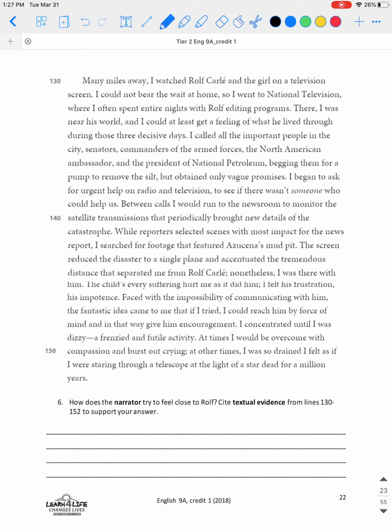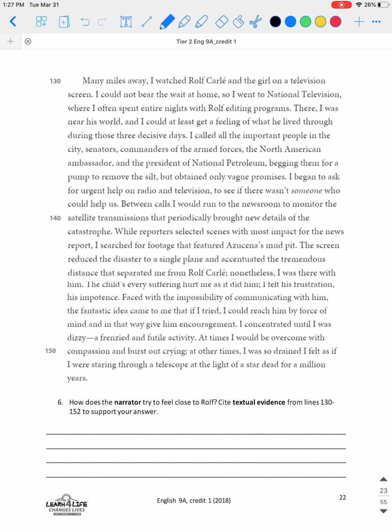Azucena's mud pit. The screen reduced the disaster to a single plane and accentuated the tremendous distance that separated me from Rolf Karl nonetheless. I was there with him. The child's every stuttering hurt me as it did him. I felt his frustration, his impotence. Faced with the impossibility of communicating with him, the fantastic idea came to me that if I tried, I could reach him by force of mind, and that way give him encouragement.